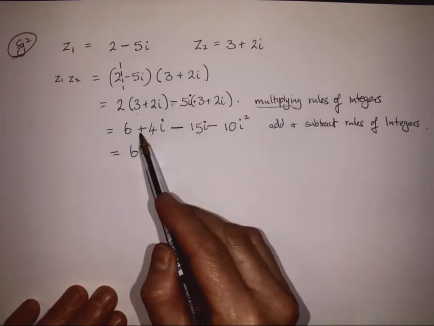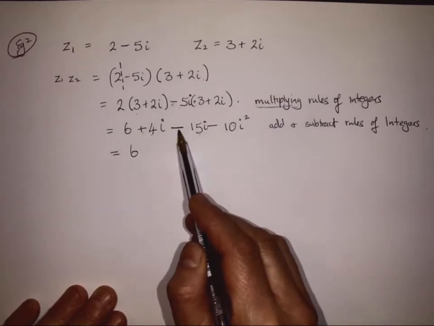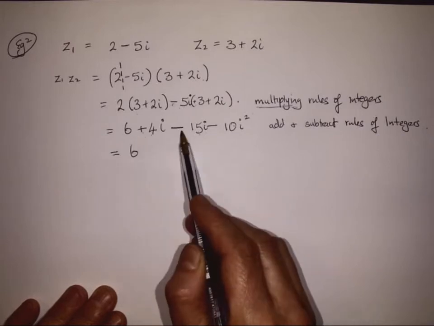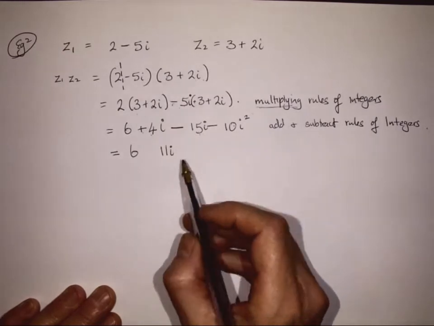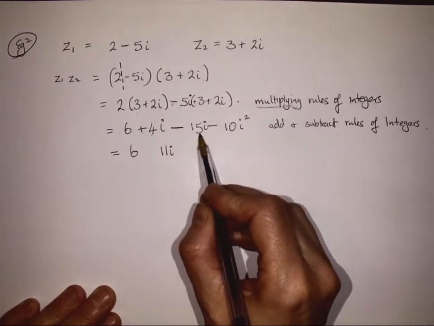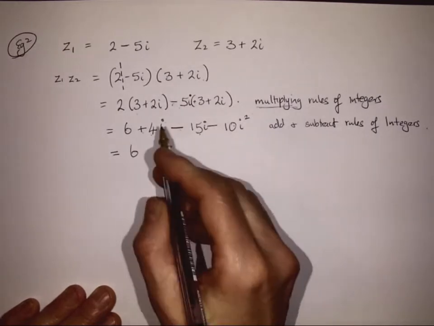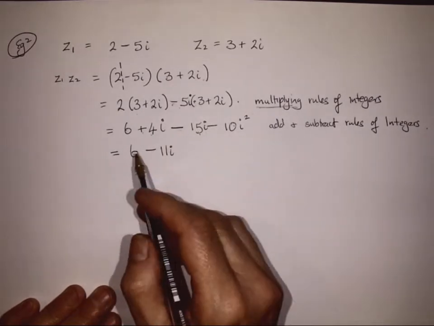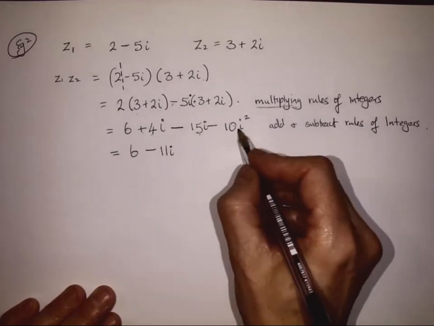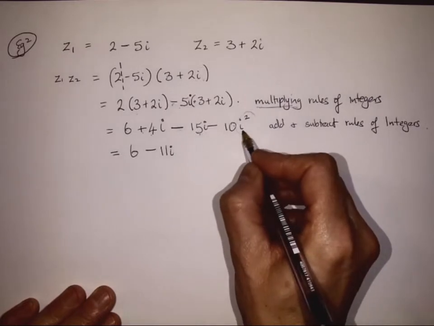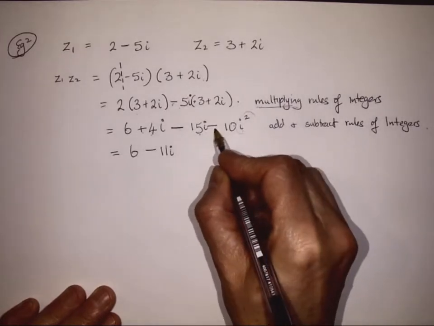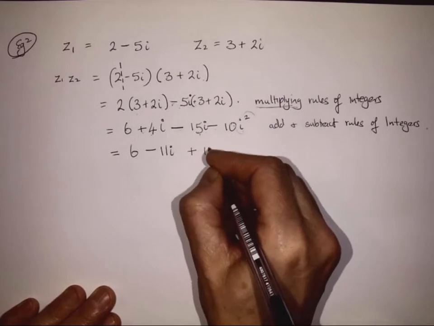So in this case, we're looking at a plus 4 and a minus 15. The signs are different, we subtract the numbers and we get 11i. And then 15 is the biggest number and it is a negative, so it's minus. So we have 6 minus 11i, and then we're going to drop this i squared, which is minus 1, which means we'll basically change the sign of the 10 and it'll become plus 10.